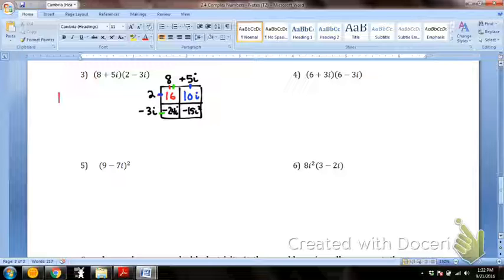So I have a 16. What is negative 24i and a positive 10i? Good, negative 14i. And then I have minus 15i squared. What do we always do with i squared? We change this to be a negative 1. Now, that's 15 times i squared, so negative 15 times a negative 1 is positive 15. Because I had negative 15 times my i squared, and i squared is negative 1.